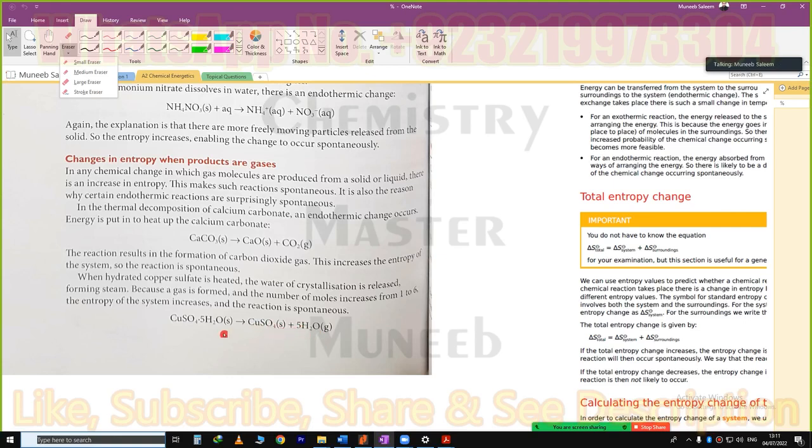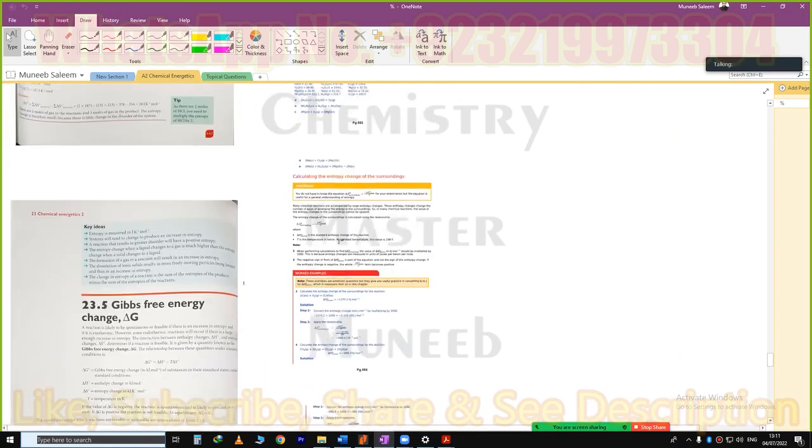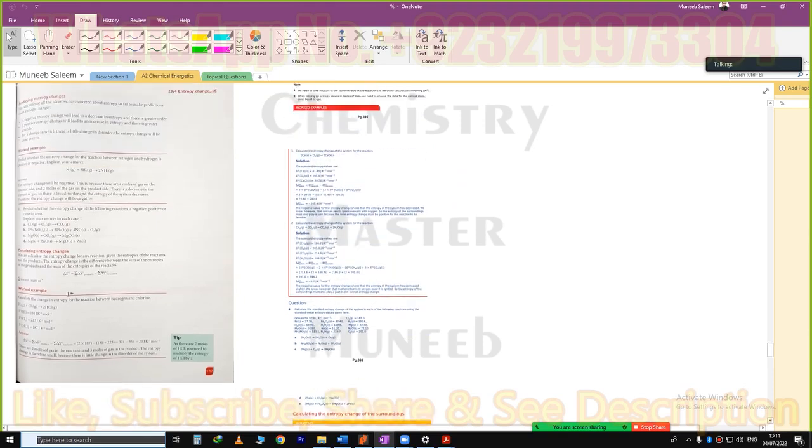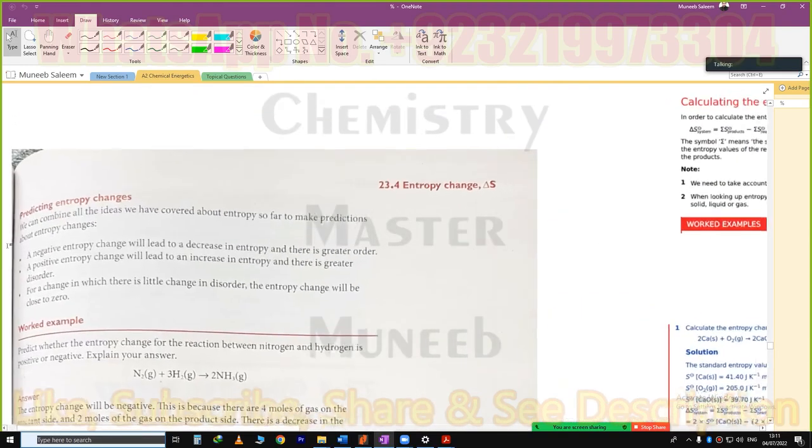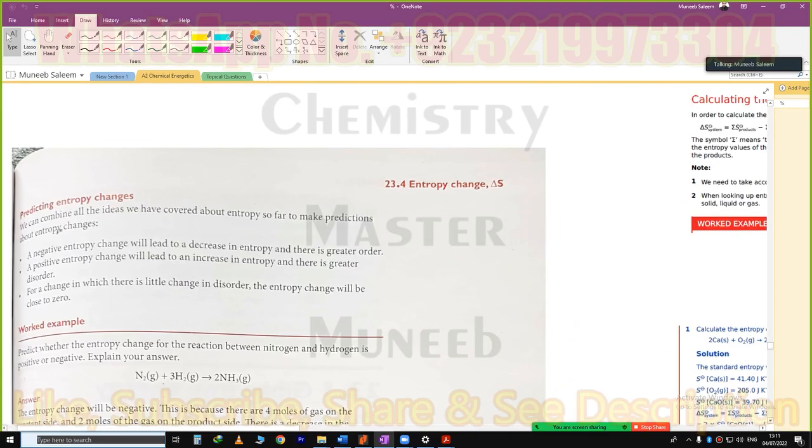So we have this. Again we have one reactant and two products. Then one product is in the gaseous state, so this is an increase. This is a type of entropy increase. Predicting entropy changes.